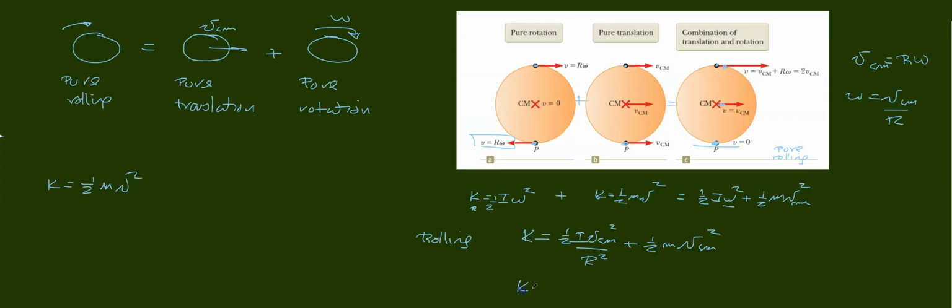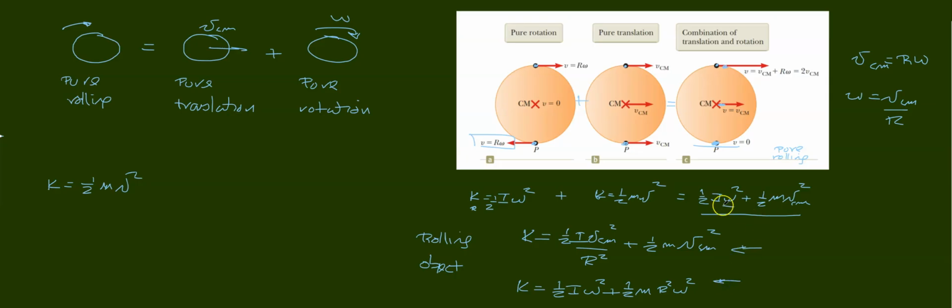So this is one flavor of the kinetic energy for a pure rolling object. We can do also the opposite. We can leave the first term in terms of omega squared, and then the second term, instead of the speed of the center of mass, we can put R squared omega squared. So two flavors for the kinetic energy of the rolling object, a combination of rotation and translation. This one in terms of the speed of the center of mass, this one in terms of the angular speed. So in fact, three flavors: 1, 2, and 3.